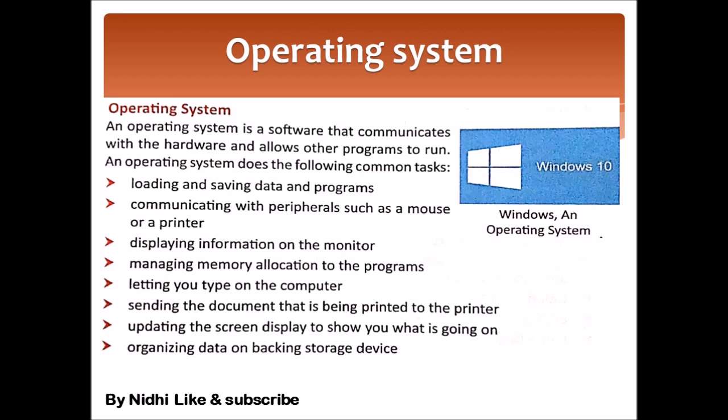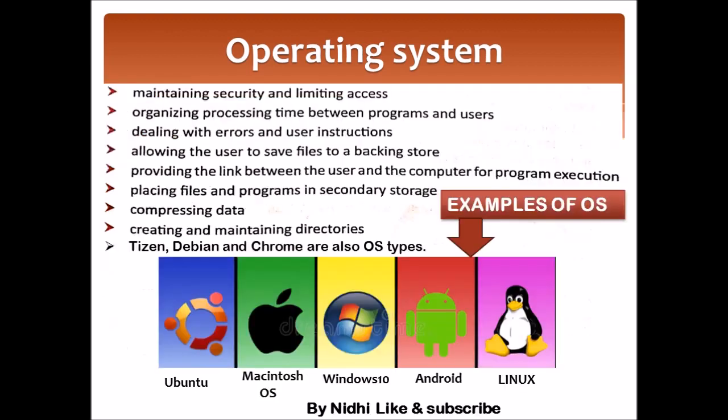The first task the operating system performs is loading and saving data and programs. Second is communication with peripherals such as the mouse or printer. It also does the work of displaying information on the monitor, managing all the memory allocation to the programs, letting you type on the computer and sending the documents being printed to the printer. It also helps in updating the screen display to show you what is going on, and organizes data on backing storage devices.